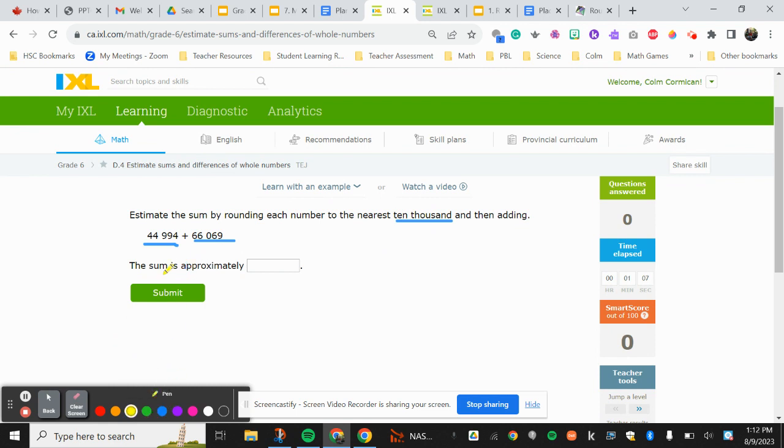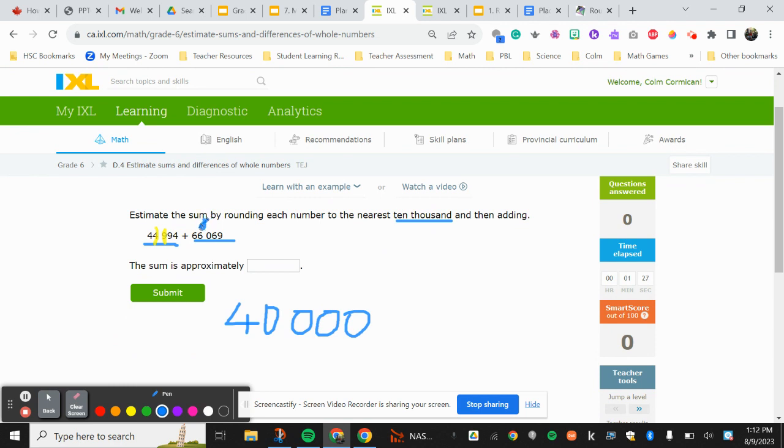So 44,994. If I'm rounding that to the nearest 10,000, then it's the single thousand I need to pay attention to, not the hundred, the single thousand. So I'm looking at the 4,000. That tells me that it needs to be rounded down to 40,000.